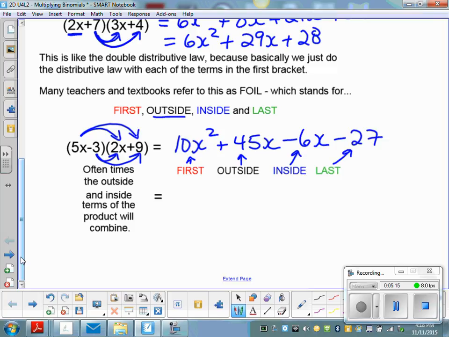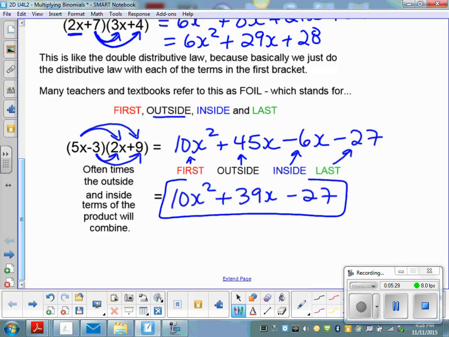And then we collect the like terms, so 10x squared. Those two middle terms can add together, so 45x minus 6x is plus 39x, and then I have minus 27 on the end, and that would be my final answer for that.